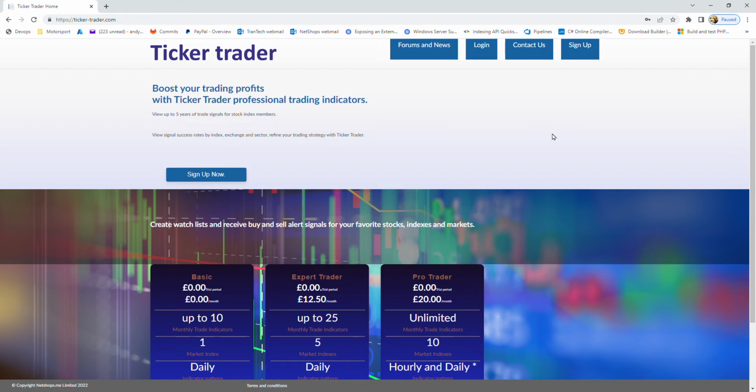I'm the founder of tickertrader.com, a website, and we're working on a mobile app. What it does is provide you with algorithmic information to reinforce your stock trading decisions, help you decide whether it's going to be buy, whether it's going to be sell, what index to trade, what stock to trade. So let's have a quick look at what you're going to get.